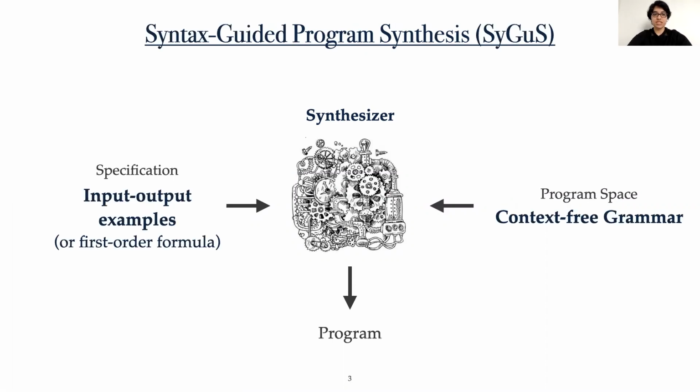In this work, we focus on syntax-guided program synthesis, also called SyGuS, where the specification is in the form of input-output examples or a first-order formula, and the program space is defined by a context-free grammar. In this talk, we focus on using examples as spec. The goal of the synthesizer is to generate a program that matches the input-output examples using the grammar.